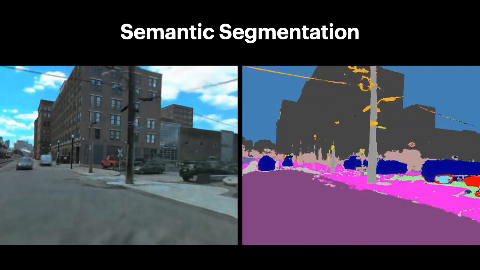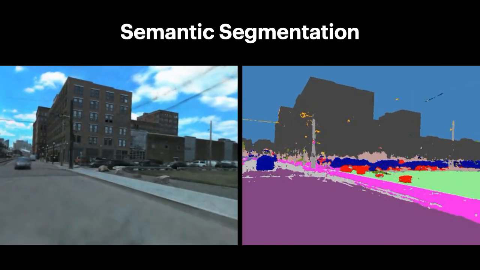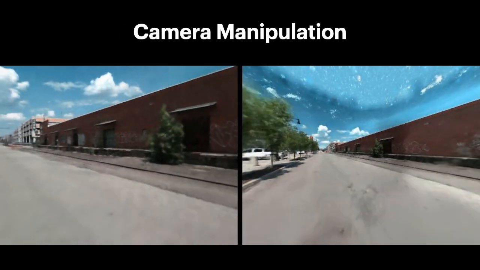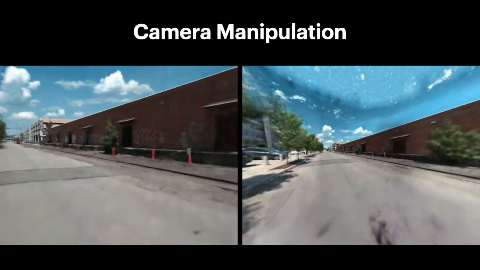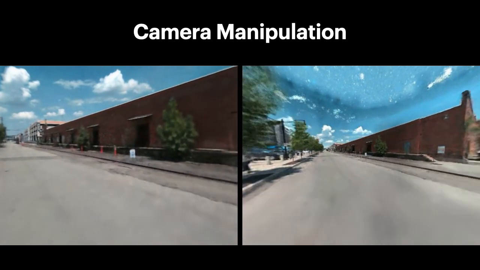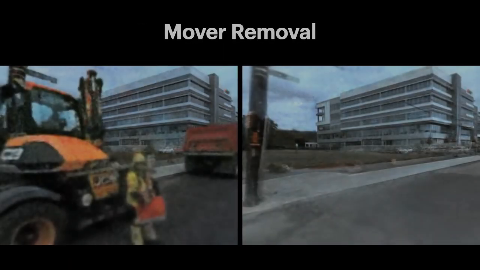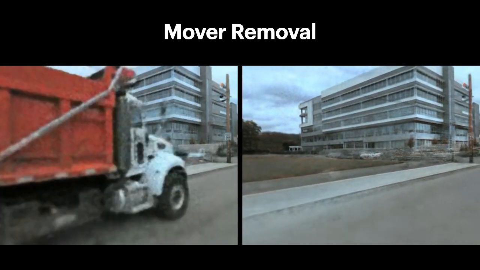Our trained representation is suitable for a number of downstream tasks, including semantic segmentation, focal length manipulation to mimic fisheye lenses often used for near-field detection on autonomous vehicles, and dynamic object removal.